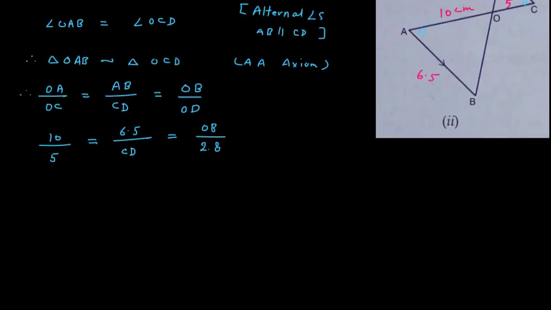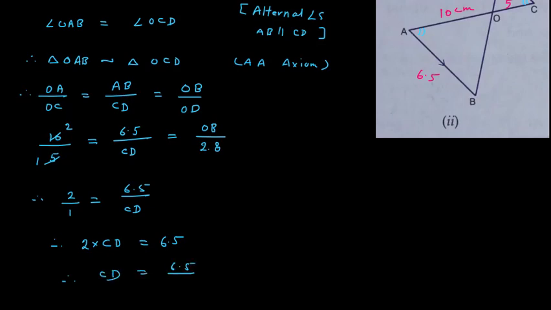So therefore here we will cross multiply. Here it is 5 and 5 to the 10, so it is 2 upon 1. So we will say that 2 divided by 1 is equal to 6.5 divided by CD. So from here we can say that 2 into CD is equal to 6.5. Therefore CD is equal to 6.5 divided by 2, which is 3.25.